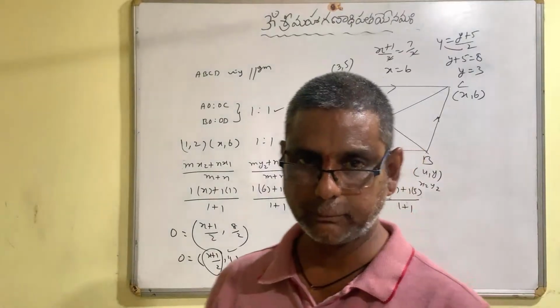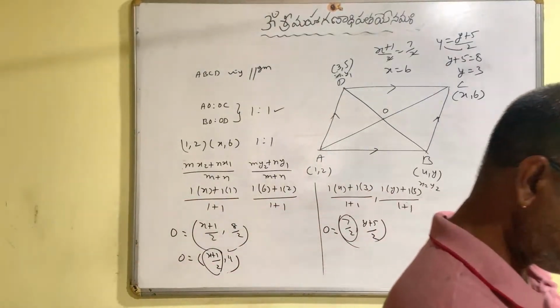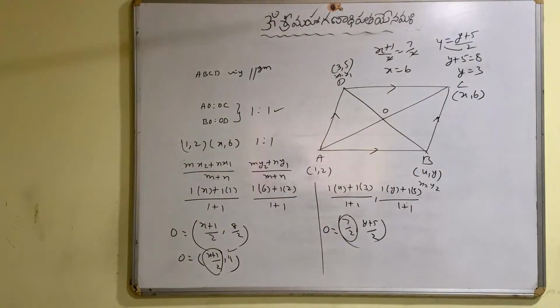Is that understood, children? Since a point will not have two different positions, whatever values we get for O in the first case are the same as the values we get in the second case. Same means x coordinates are equal, y coordinates are equal. So x is 6, y is 3.